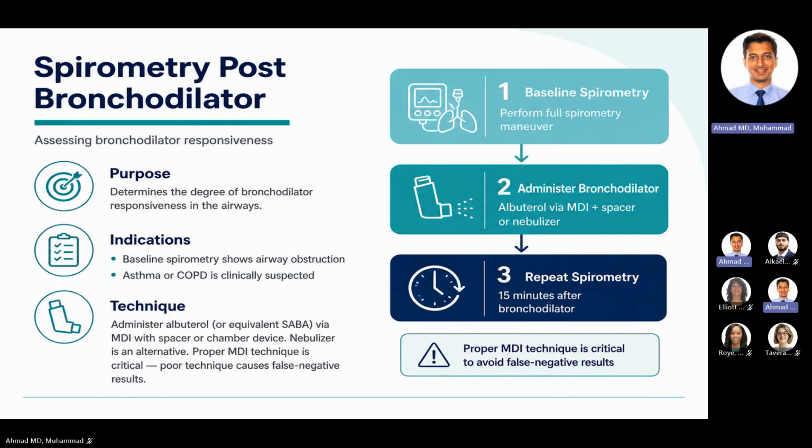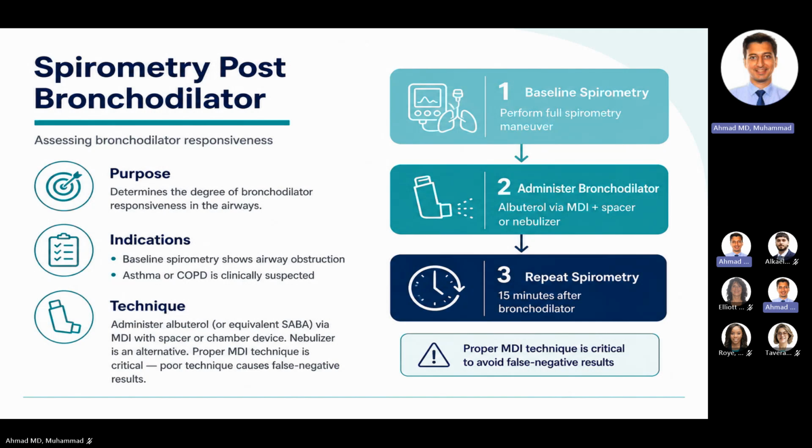So spirometry post-bronchodilator response helps in determining the degree of bronchodilator responsiveness. How is this carried out? You perform a baseline spirometry, and then you administer albuterol via a metered-dose inhaler and a spacer or through a nebulizer. You repeat the spirometry 15 minutes after the bronchodilator. If there is a change in the FEV1 or the FEV1/FVC ratio normalizes, that is highly suggestive of asthma.